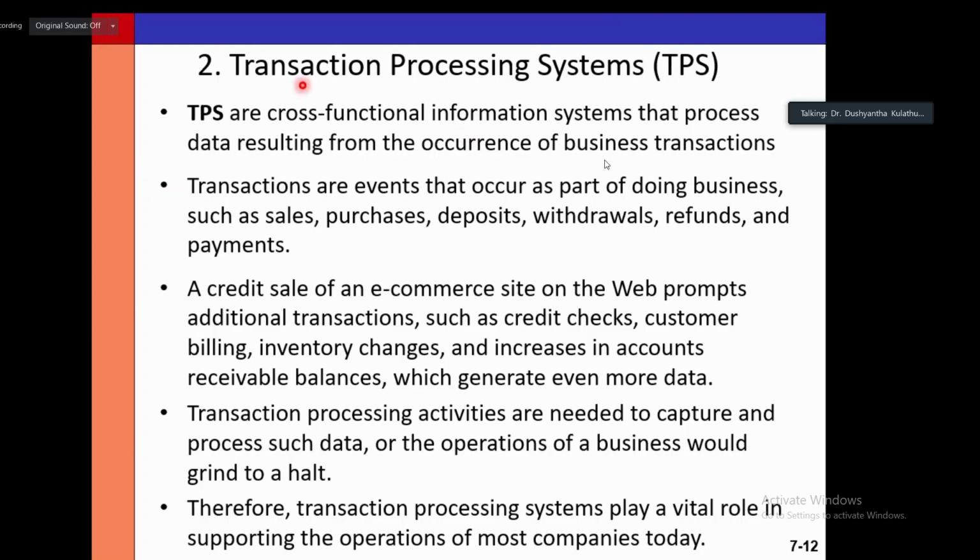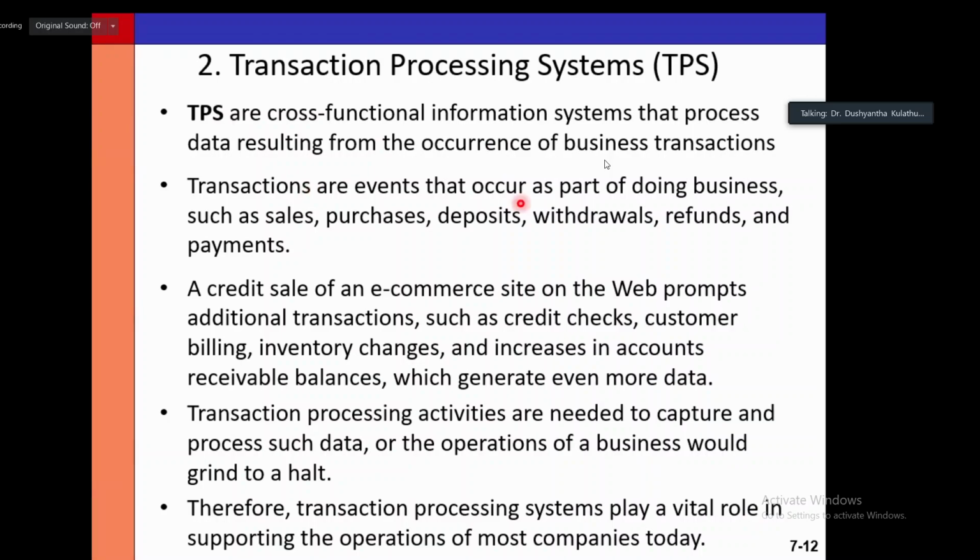So we are going to talk about another category of cross-functional enterprise systems, that is transaction processing systems. Transaction processing systems are cross-functional information systems that process data resulting from the occurrences of business transactions. They process data resulting from different business transactions within an organization.